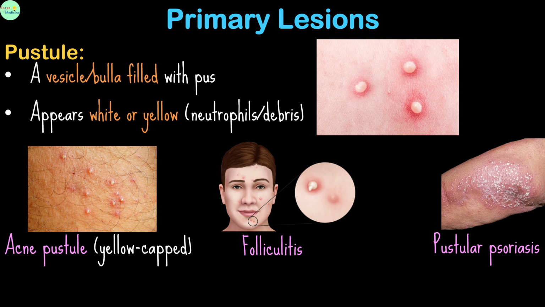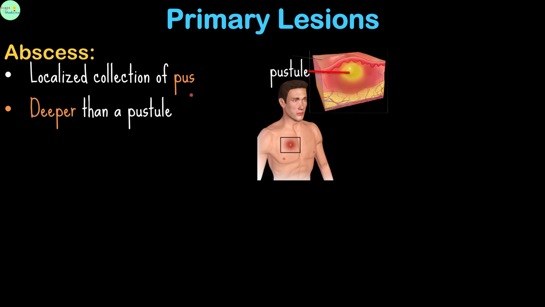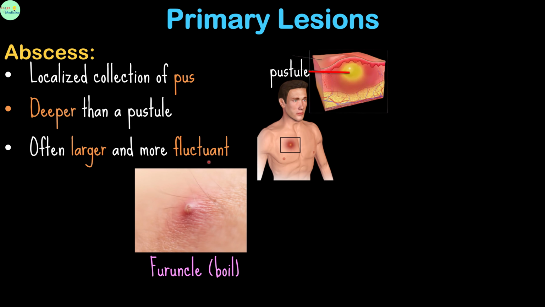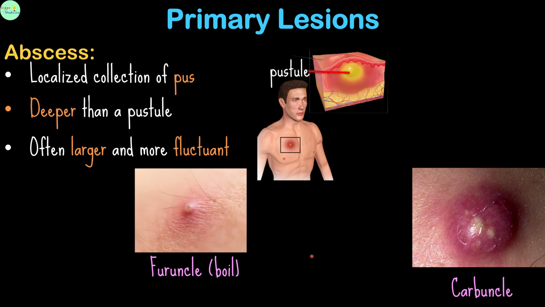An abscess is a localized collection of pus within the dermis or subcutaneous tissue. It is deeper and often larger than a pustule. Examples include a furuncle, which is a deep infection of a hair follicle also known as a boil, and a carbuncle, which is a coalescence of multiple furuncles.